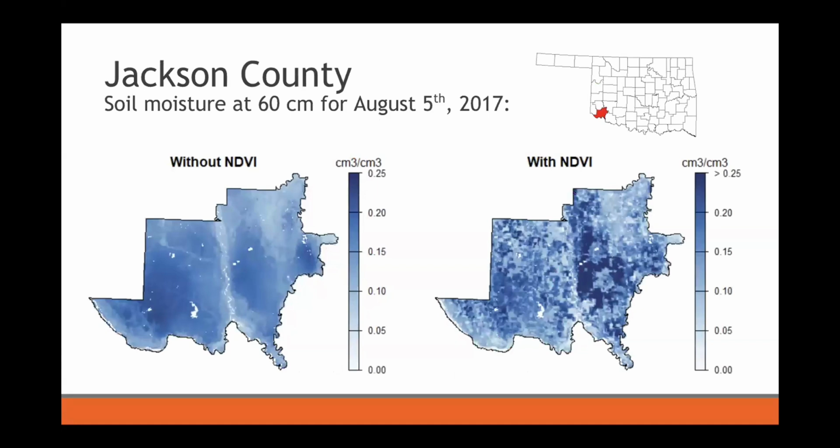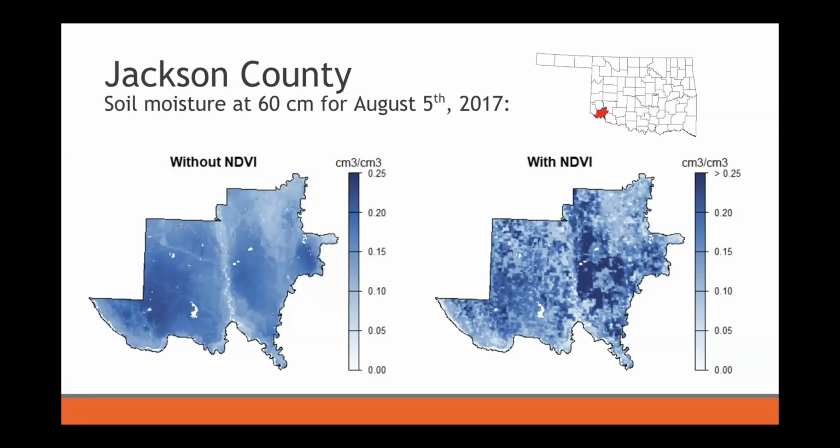And when we put all this together, we end up with maps that look like this. I'm showing here soil moisture at 60 centimeter depth for a random date in 2017 in Jackson County. And what you see on the left is the original OASIS methodology, but with an increased resolution of 250 meters. And as you can see, there's some variability. You can see some patterns, but it's mostly landscape morphology and soil morphology effects.